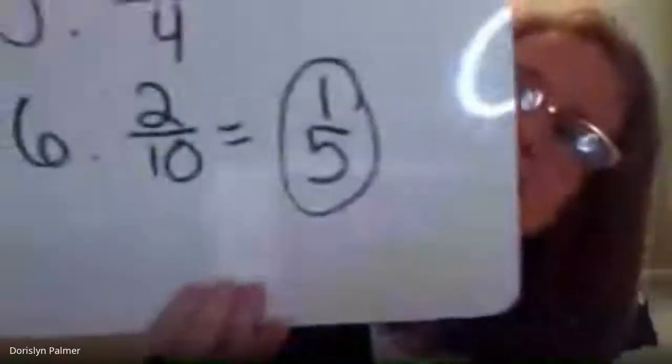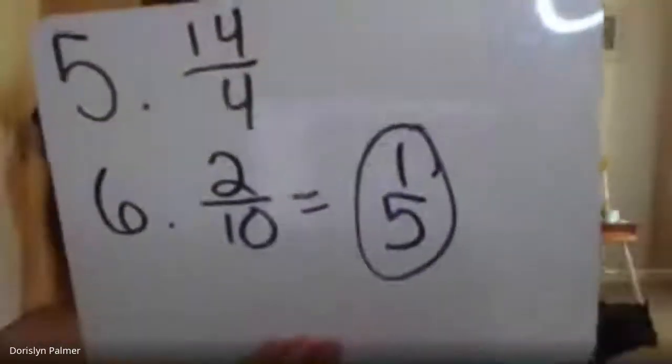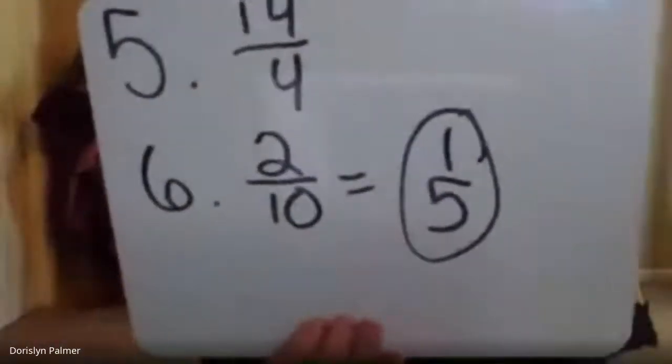What fraction of this model in simplest form is shaded? What's your answer for number 6? 2/5. Wait, no. Sorry. So 1/5. Yeah. 2 out of 10 are shaded, so that is 1/5 in simplest form.